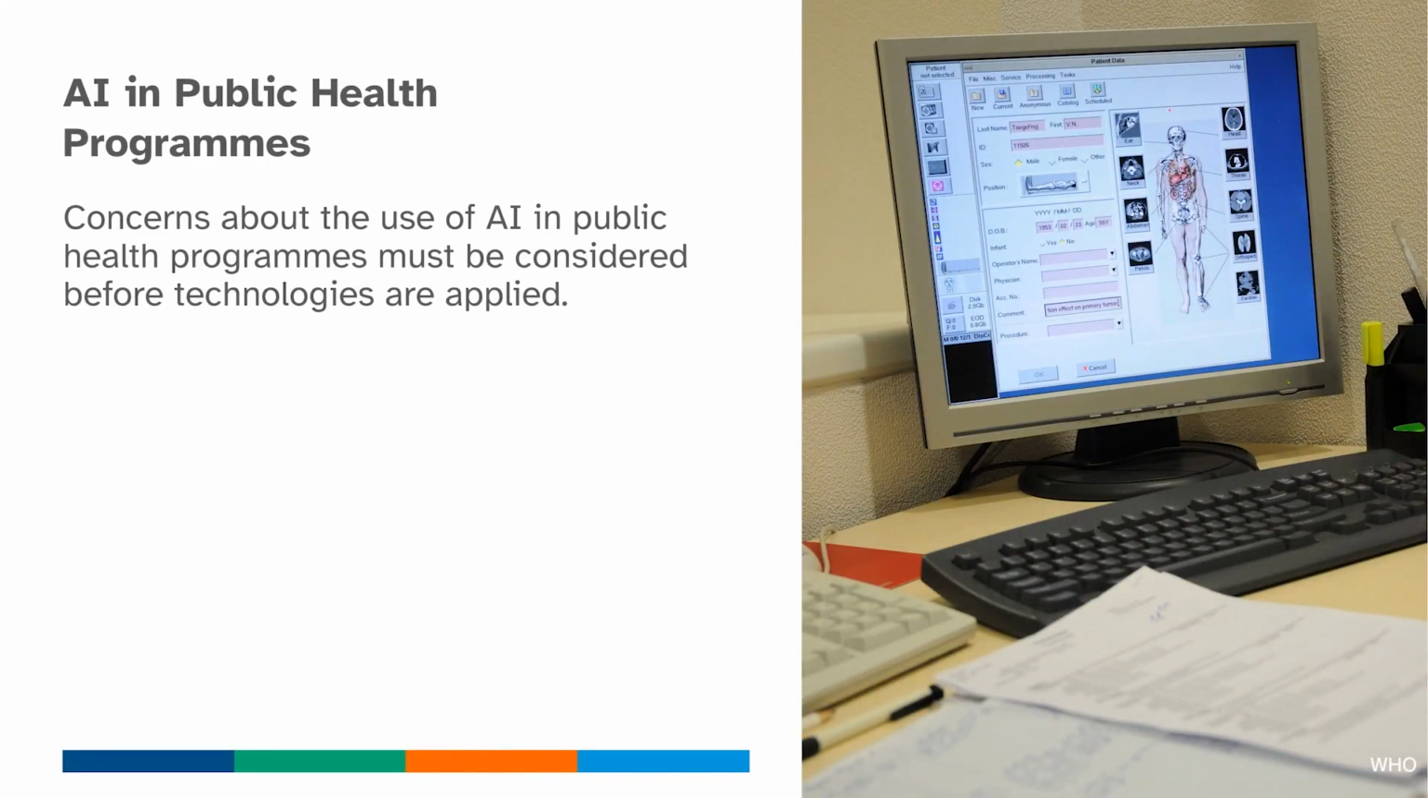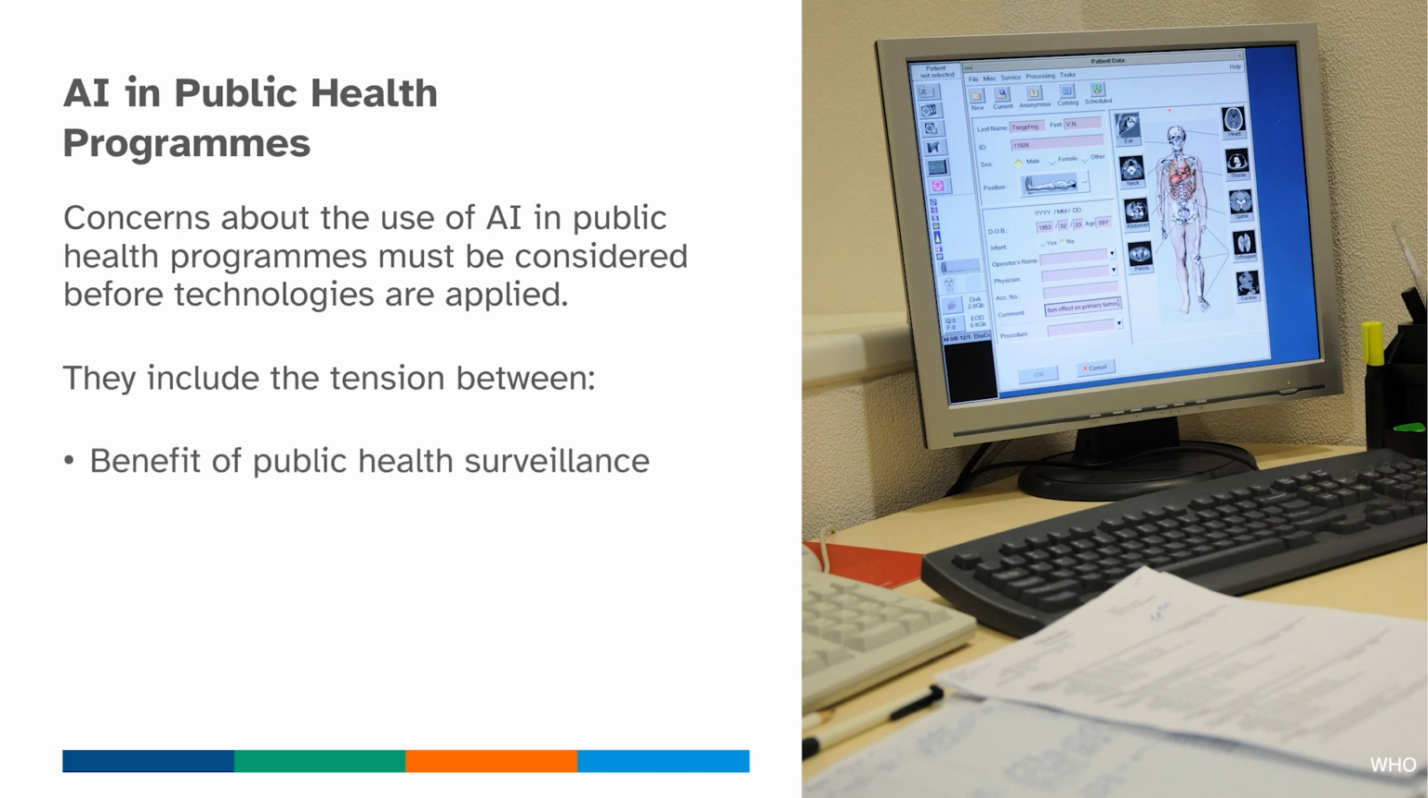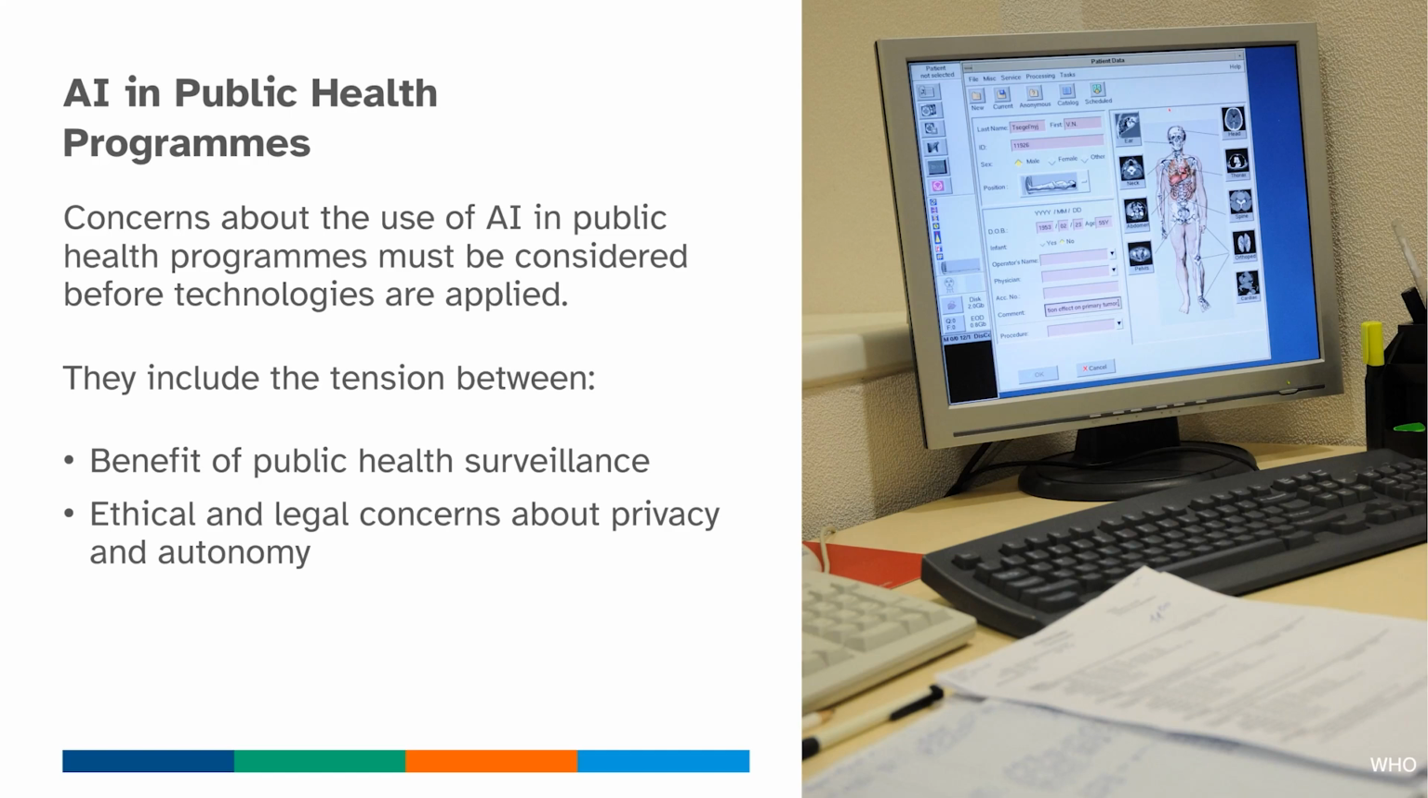Concerns about the use of AI in public health programs must be considered before technologies are applied. They include the tension between the benefit of public health surveillance, such as concerns over the use of facial recognition technology in public spaces, and ethical and legal concerns about privacy and autonomy for individuals and communities, for example, sharing health information with commercial entities such as insurance companies.